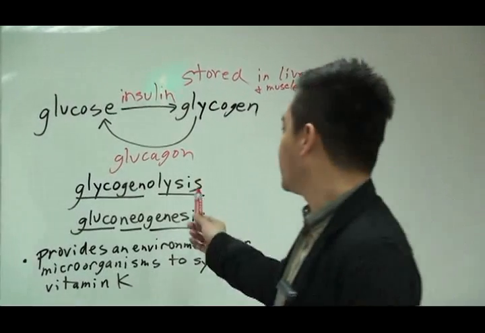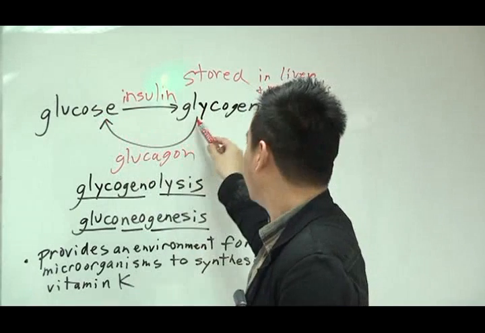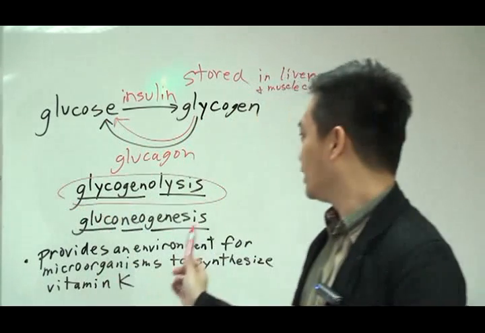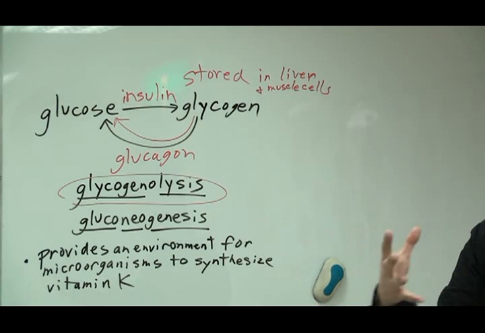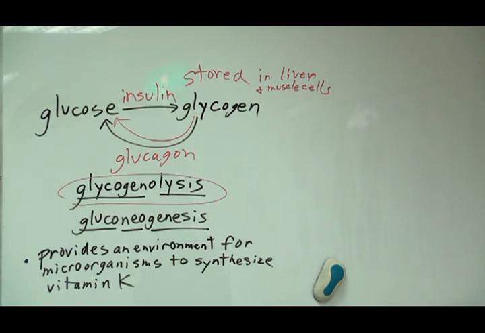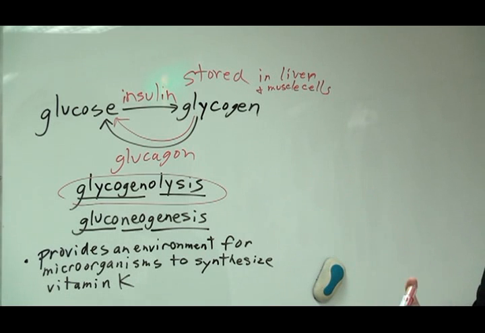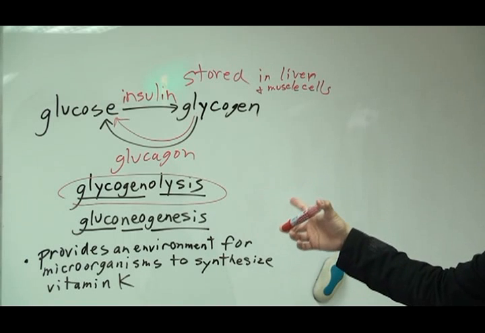So what do you mean by this process, this arrow here? This is what you call glycogenolysis, one word. You know the meaning of lysis. What do you mean by lysis? To dissolve, like hemolysis, to break down. So breaking down of glycogen. We call the process glycogenolysis, glycogen lysis.